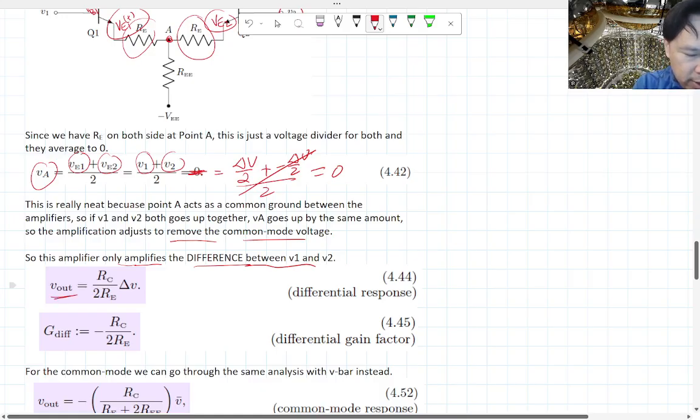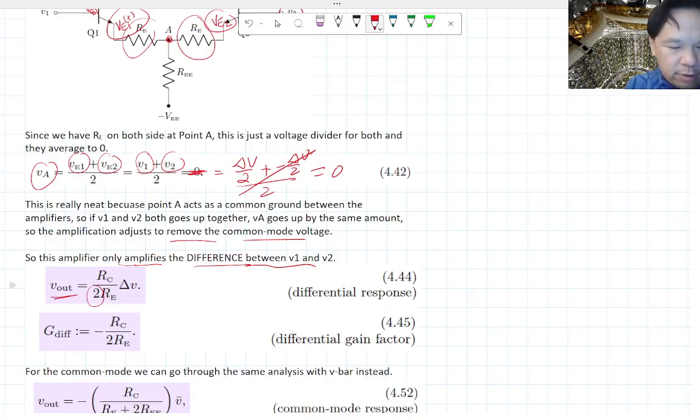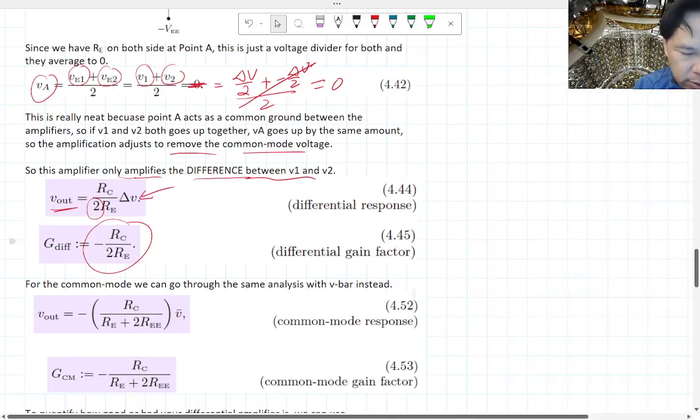The V out is going to be RC over RE, but with this extra factor of 2, because you have this little voltage divider situation with the two REs. Instead of one of them going to ground, you have the voltage divider going to ground. And it is only amplifying the difference between V1 and V2. The gain of this is, of course, going to be negative once again, which is negative RC over 2RE.